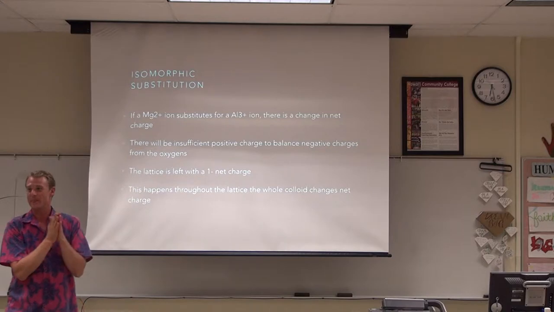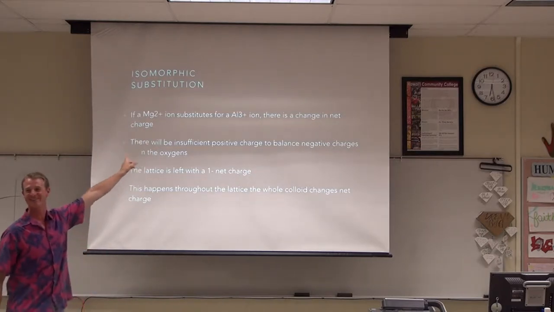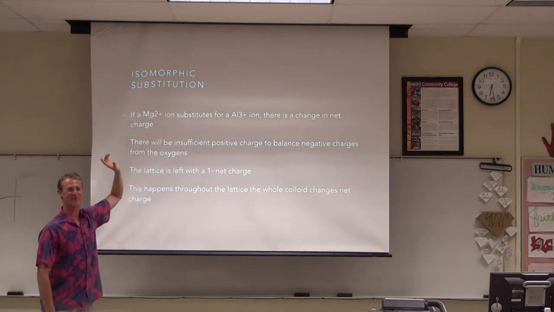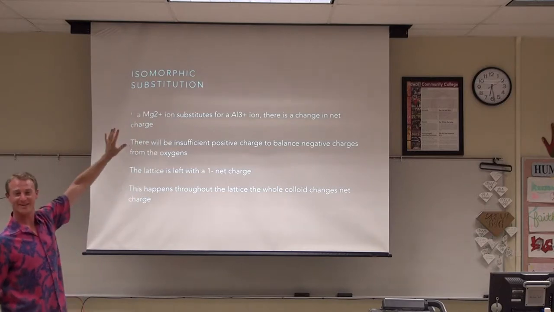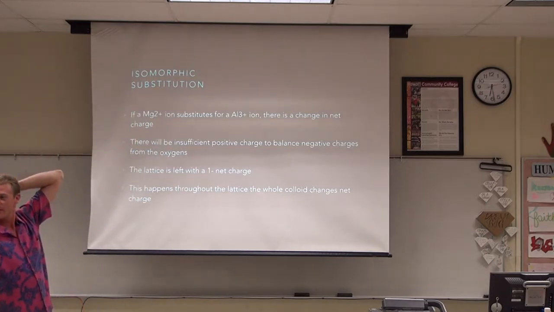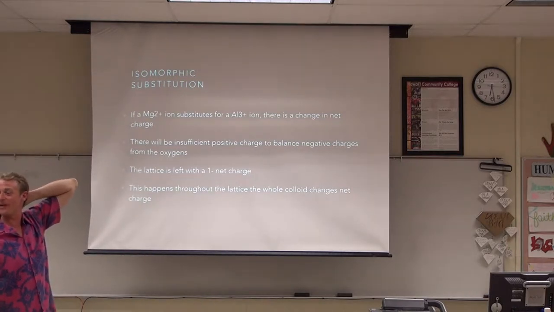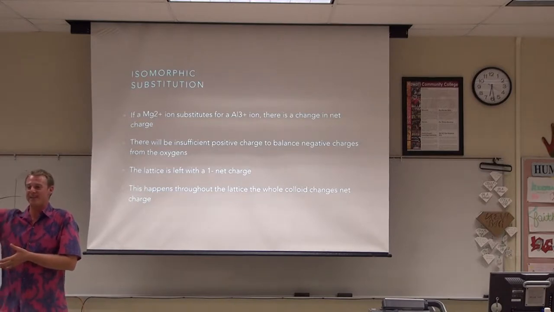Just the way that's written, it looks like the 2 substituted the 3, but it's the other way around. Switch them and that makes more sense. I do apologize, typo. Everybody got that? So you have a stronger positive charge with aluminum in there, and then that attracts a stronger negative charge because the aluminum is positive. It needs a negative to balance it out.